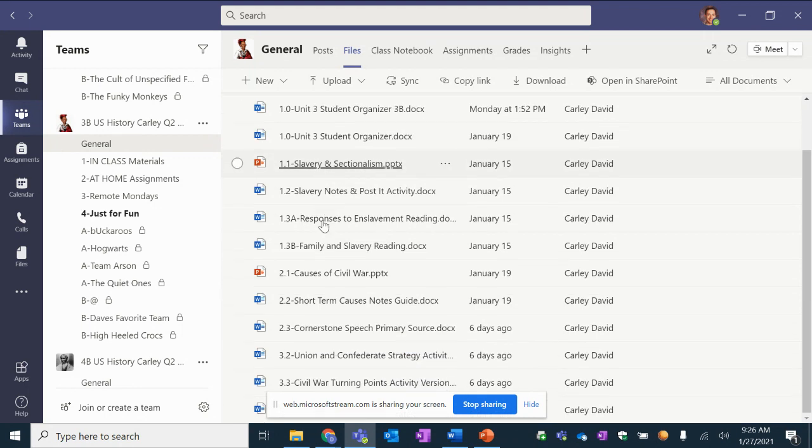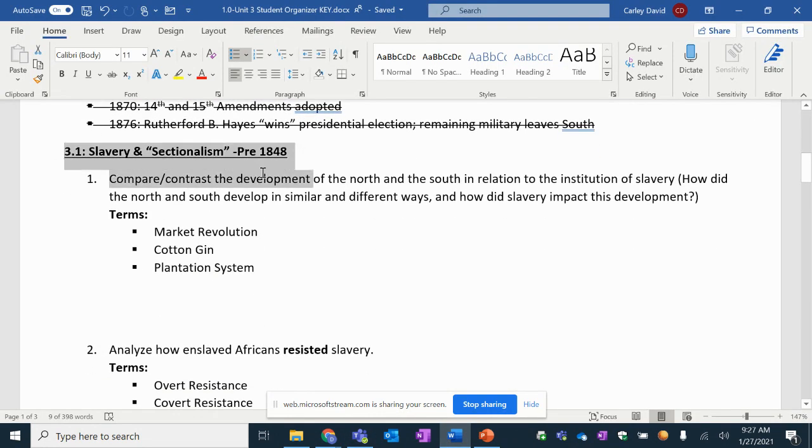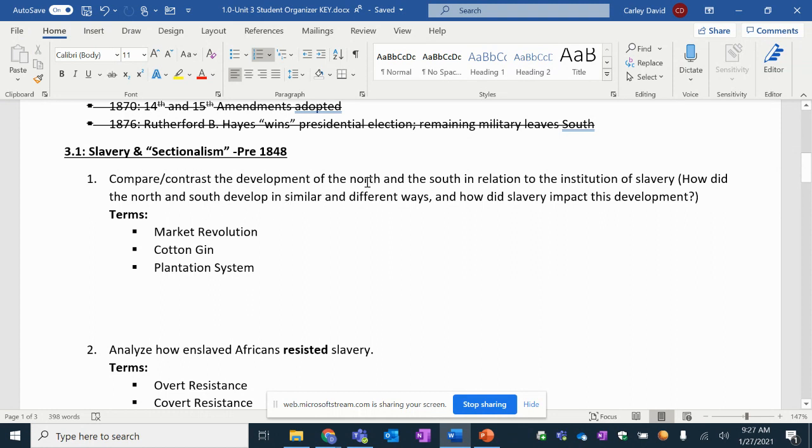Everything's broken down by topic. The first topic we covered was slavery and sectionalism. We did the slavery notes and posted activity, so you want to take a look at your copy of those. We also had the two readings on responses to slavery. If I look at what my objective looks like for that topic, it's to compare and contrast the development of the North and the South in relation to slavery. I broke that down into a couple questions: How did the North and the South develop in similar and different ways? And how did slavery impact this development? These are the terms that go with that one, but you should be able to find those in that slideshow.